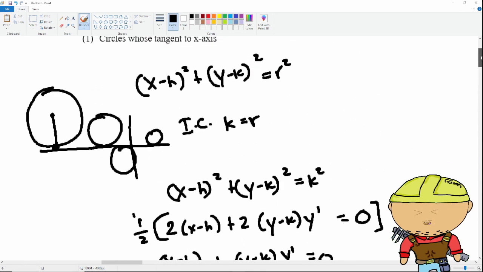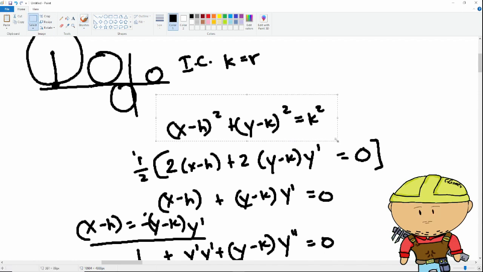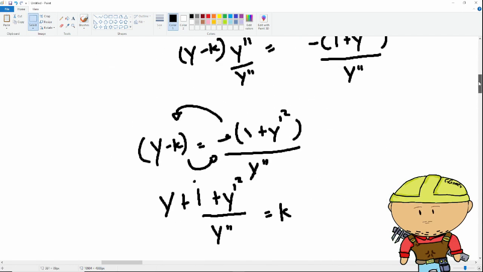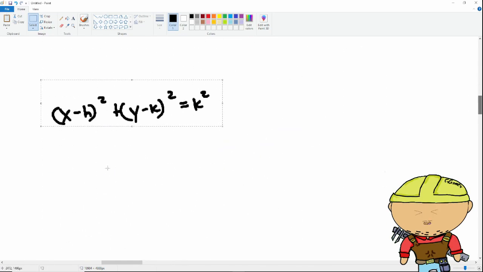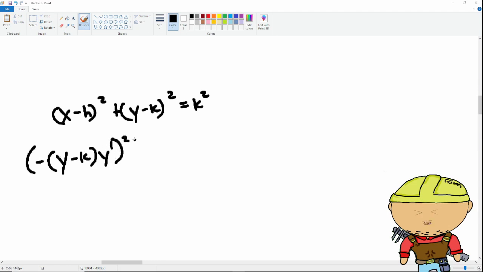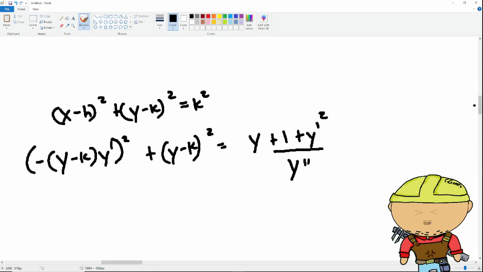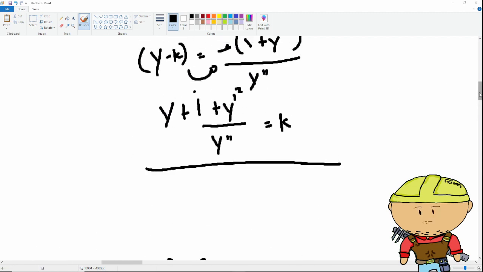Now we can substitute them in the general equation. This one, right? This is our general equation. We can substitute all of them. X minus h is negative y minus k times y prime, squared, plus y minus k squared is equal to, okay, k is y plus 1 plus y prime squared over y double prime. This one, that is k.